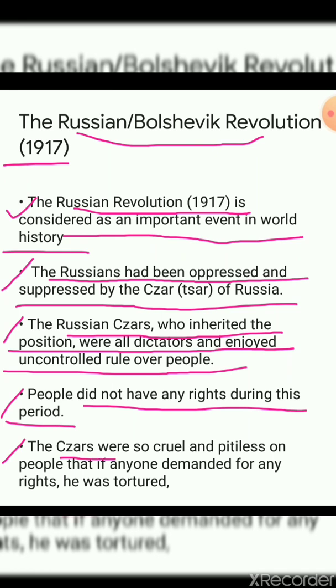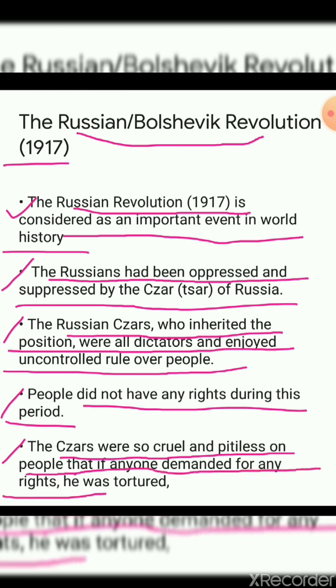Next, the Caesar was so cruel and pitiless on people that if anyone demanded any rights, he was tortured. They were so cruel and pitiless. What was being seen? If people were demanding their rights, those people were being tortured by the Caesars. That means they wanted only that people listen to them. They did not want to listen to people, and whatever was being said by them had to be done by the people. And if the people demanded any right, that person was being tortured.